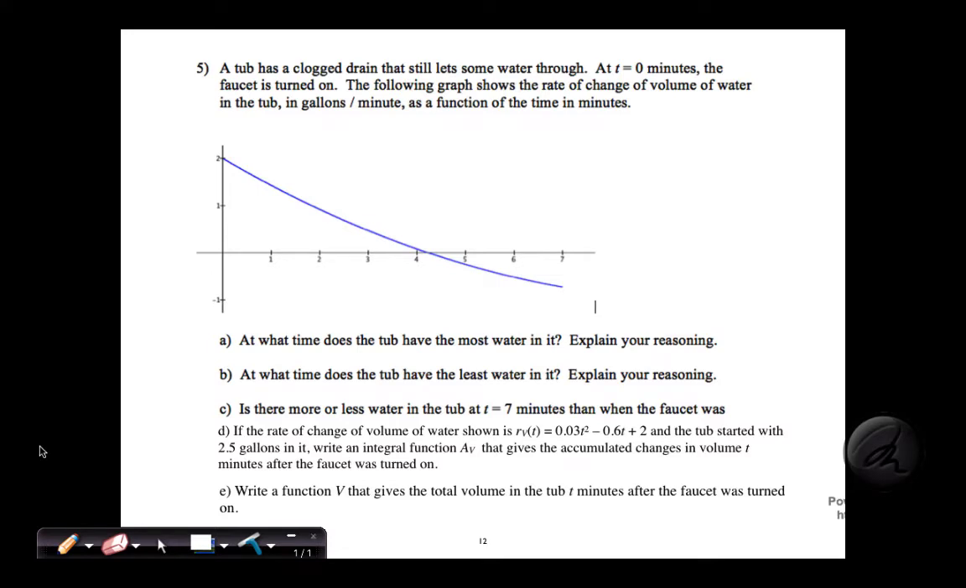So take a couple minutes, think carefully about what's represented in this graph. Think about what the independent and the dependent variables are again. And there are 5 questions down below. But first think about what this rate graph is really showing us.